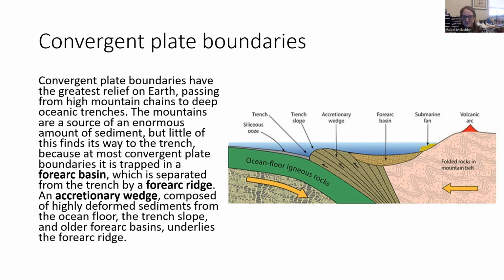Right, so these convergent plate boundaries are areas with a lot of sediment preservation, a lot of sediment buildup. This is a very common depositional area.